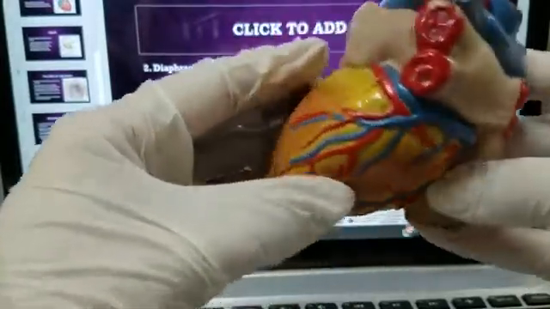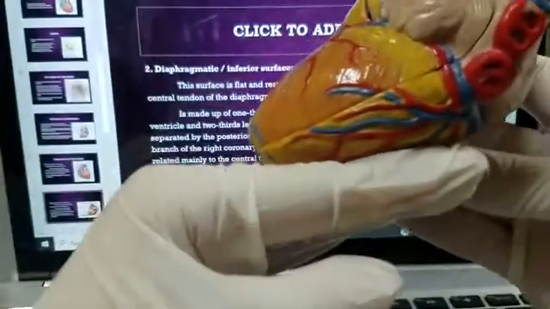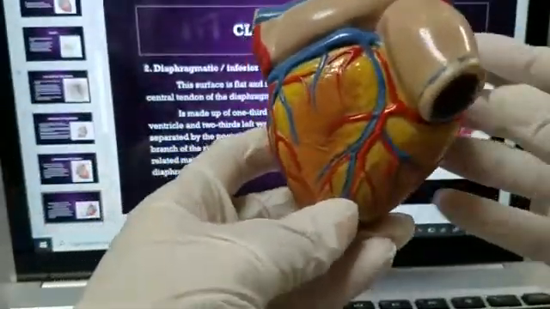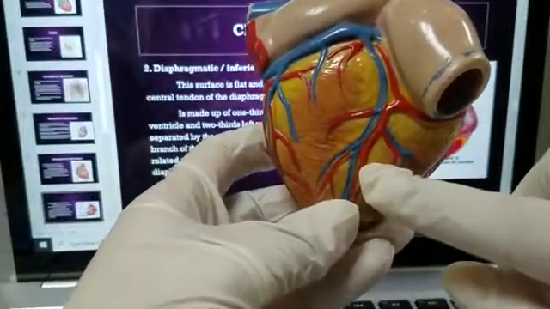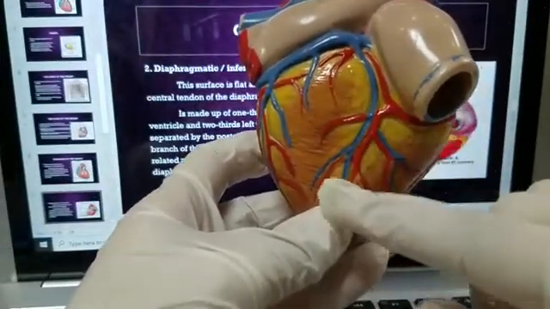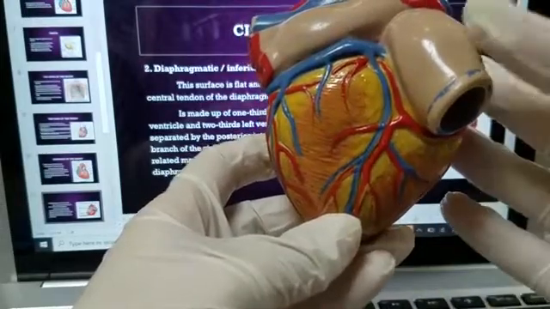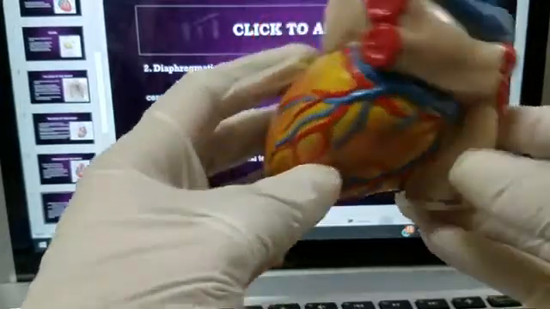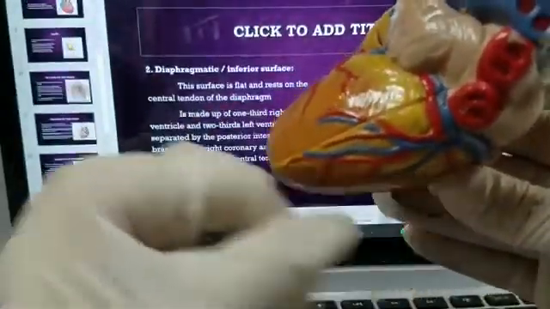If we look at the posterior aspect of the heart, this is the diaphragmatic or the inferior surface. As the name indicates, it is going to rest on the diaphragm. Now this surface is made up of one third by the right ventricle and two thirds by the left ventricle, separated from each other by the posterior interventricular groove, where the right coronary artery runs. It rests on the central tendon of the diaphragm.